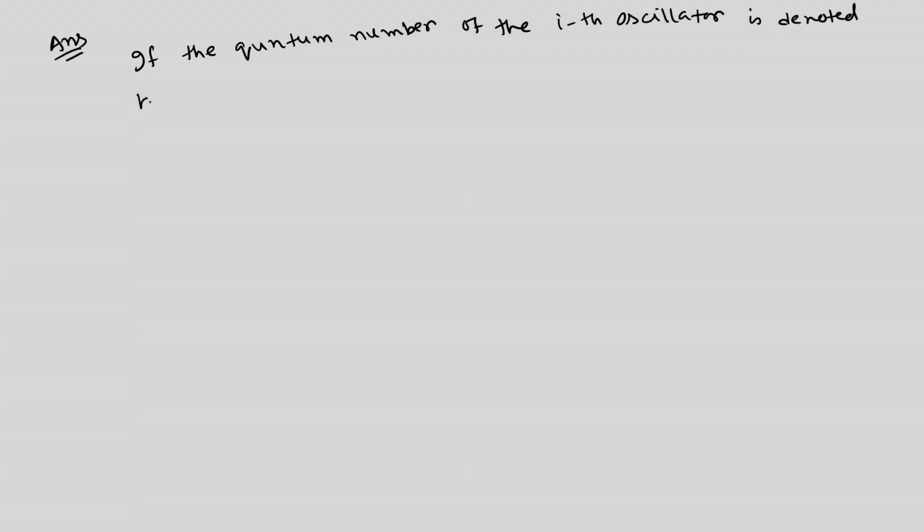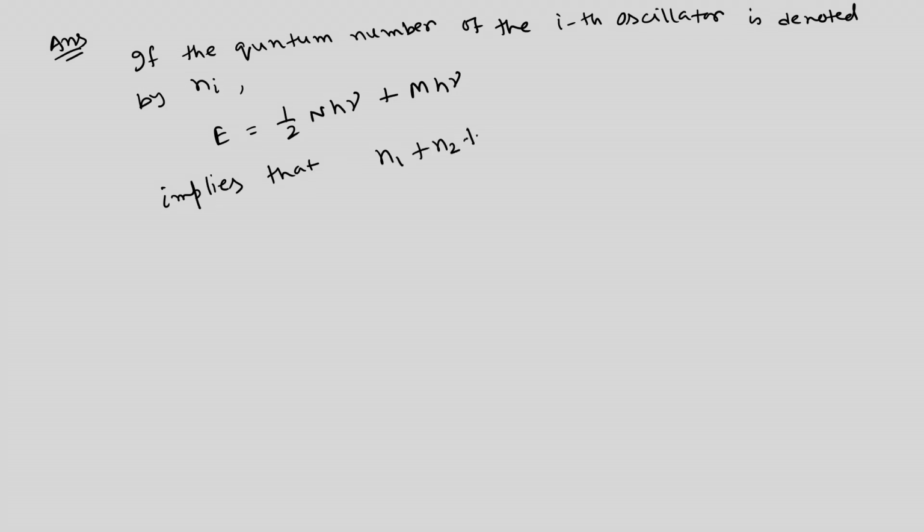If the quantum number of the ith oscillator is denoted by Ni, and E equals half n h nu plus m h nu, this implies that n1 plus n2 plus n3 up to nn gives m.